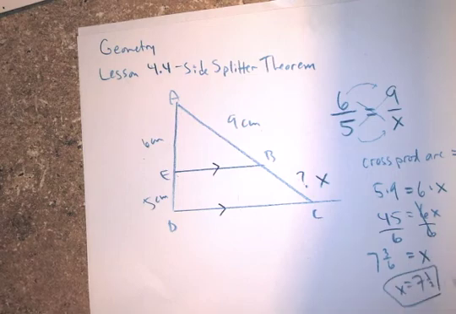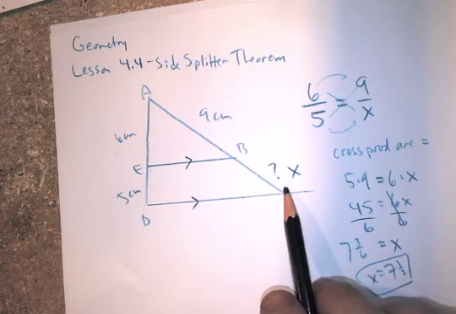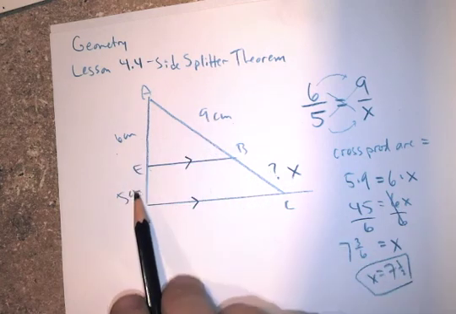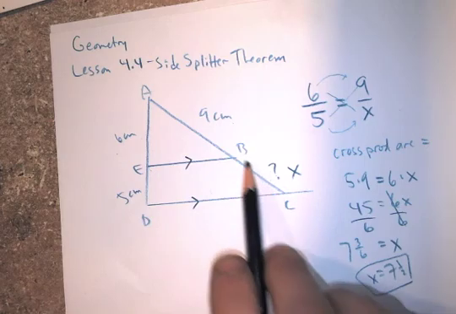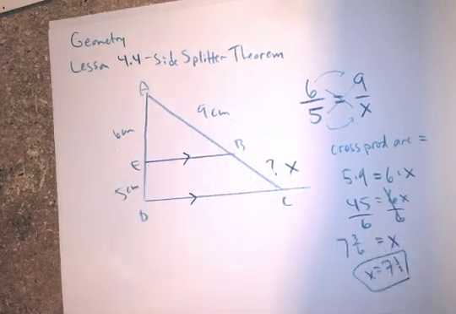Okay, look at the picture. Make sure that makes sense. Would this make sense that this is 7.5? Well, yeah, it's got to be shorter than 9 because 5 was shorter than 6. So this side will be a little shorter than 9. It's the same proportion here to here as it is here to here.